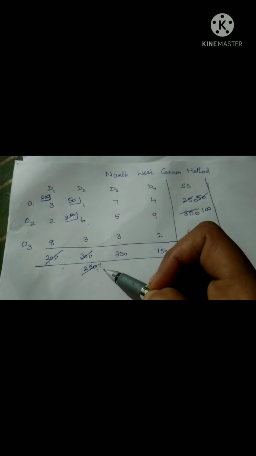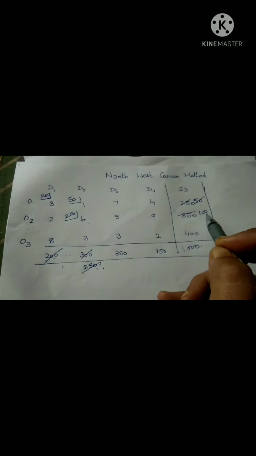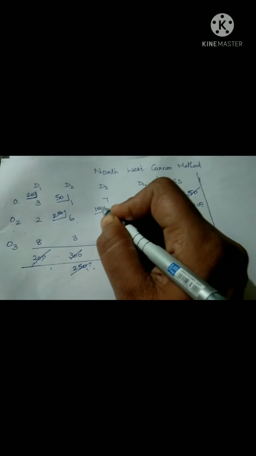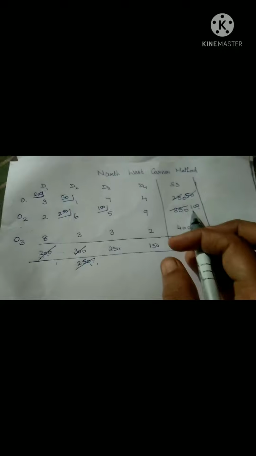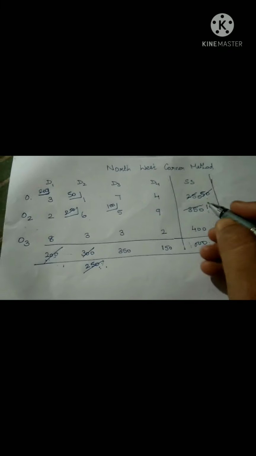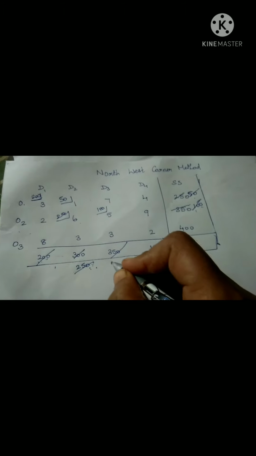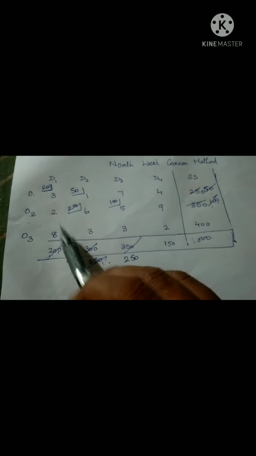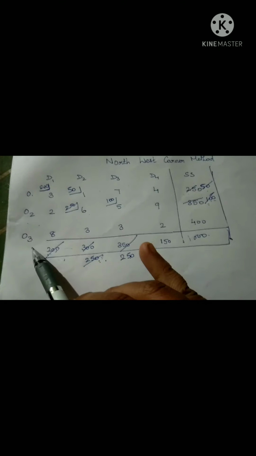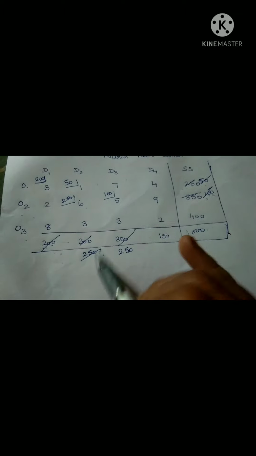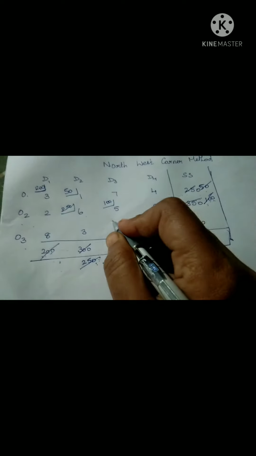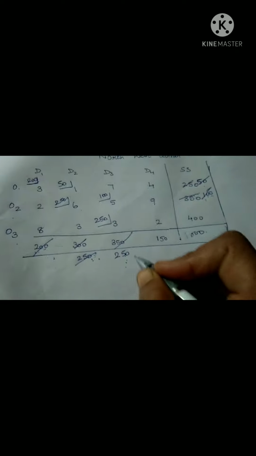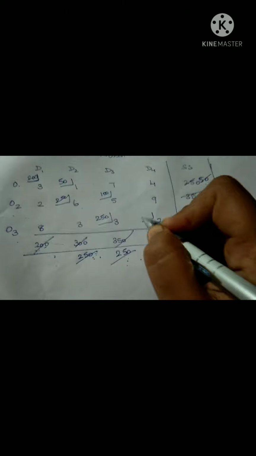In case of D2, there is no total, but in case of O2, there is a total of 100. So I am allocating 100 for the 5 because I am comparing 350 and 100. 100 is the lowest value, so I select 100, and the balance is 250. Here the total of O2 is nil, so I am moving to O3. D1 has no total, D2 has no total, but D3 has 250. So I am comparing 250 and 400. The lowest is 250, so I allocate 250 and the balance is 150. D3 has no total, but O3 has 150 as a total, so I am allocating 150.